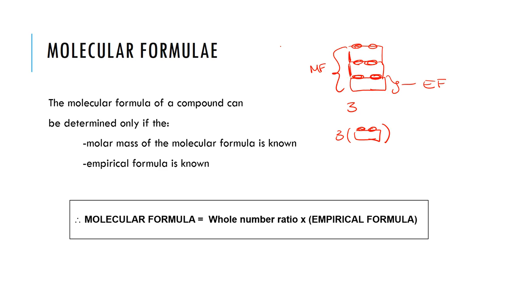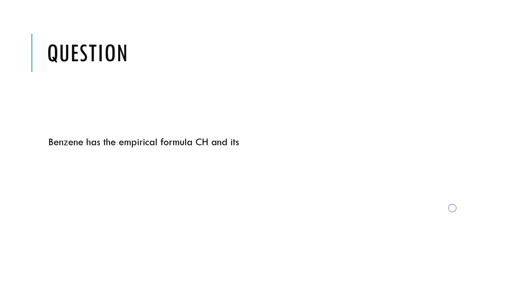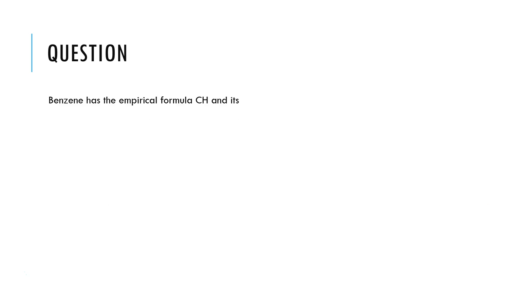So what it's saying is that we need to know the total mass of the whole compound. We need to know what each unit of that compound is made of, and then we can work out how many of them go into the whole. So let's have a look at how we actually go about doing that. Benzene has the empirical formula CH, and its molar mass is 78 grams per mole. So I have my empirical formula and I have my molar mass. That means that I can work out my molecular formula.